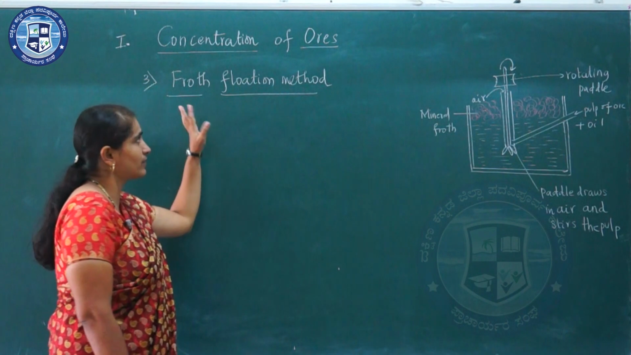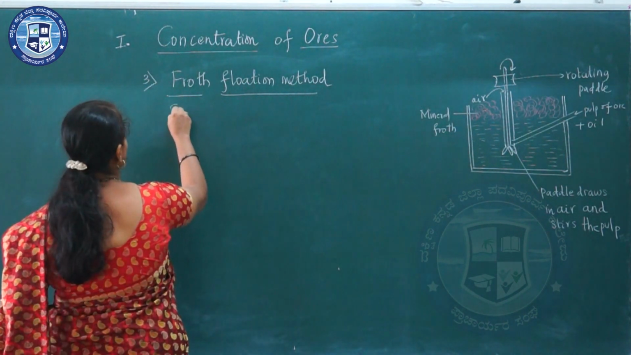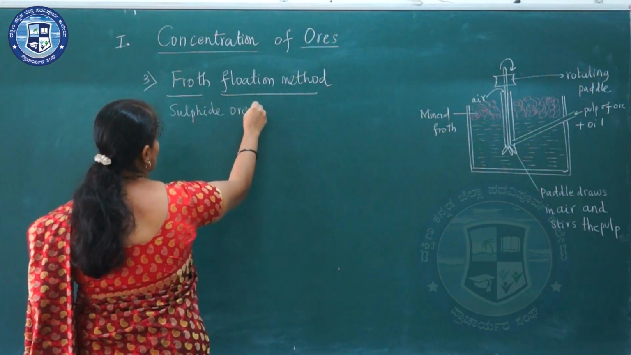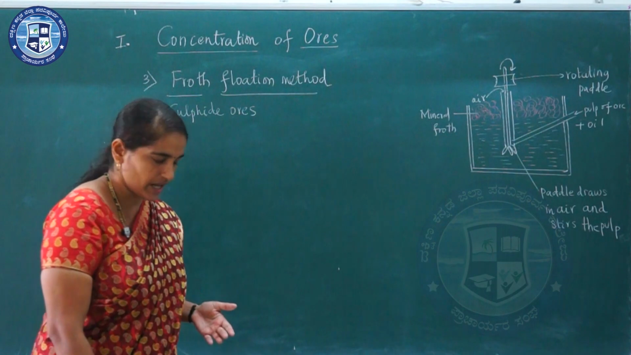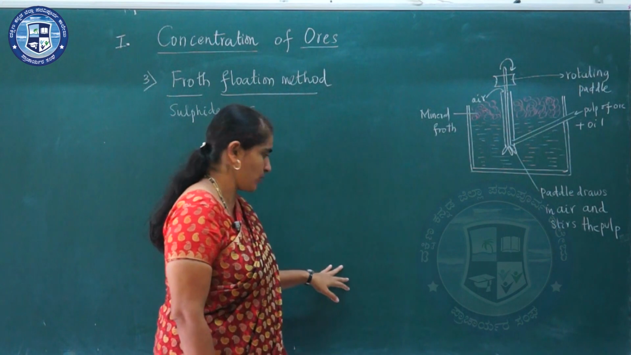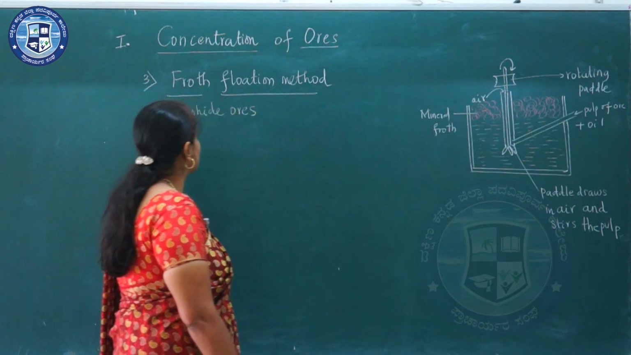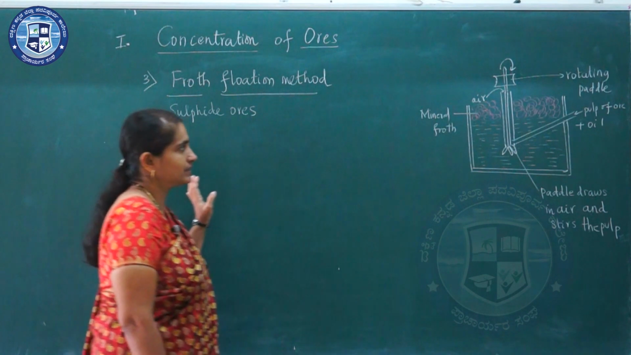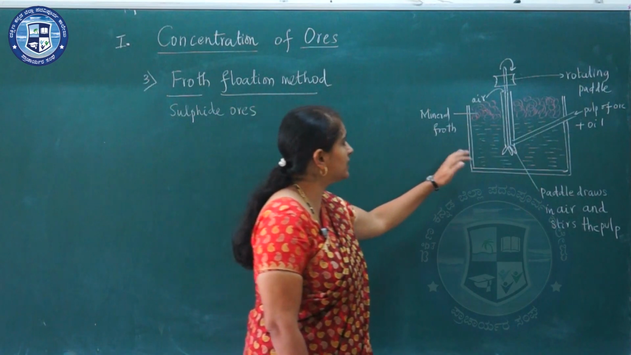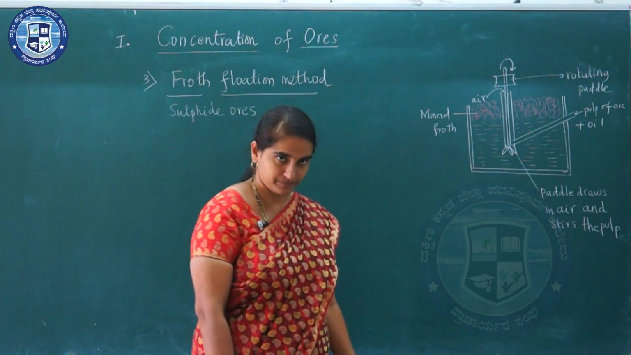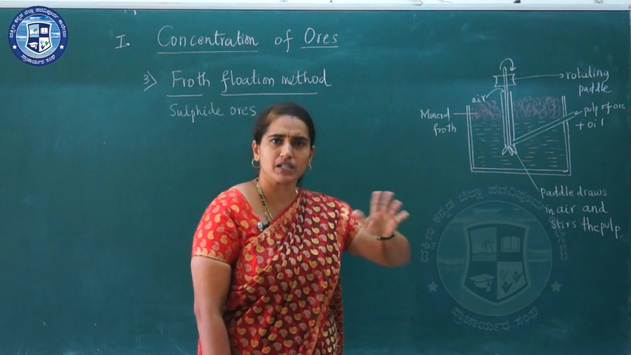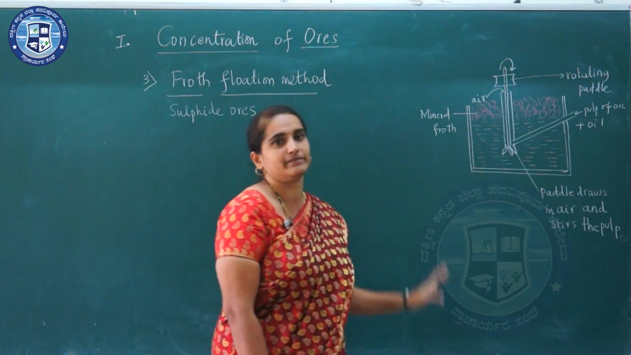So students, this froth flotation method is applicable only for sulfide ores. So do remember, the ores which contain sulfur can be concentrated by this method. We can't take any other ores. Okay. Now what exactly is done in this method is, they generally take a tank which is something like this. The powdered ore is taken in the tank and it is filled with water. That is, a suspension of the powdered ore in water is taken.